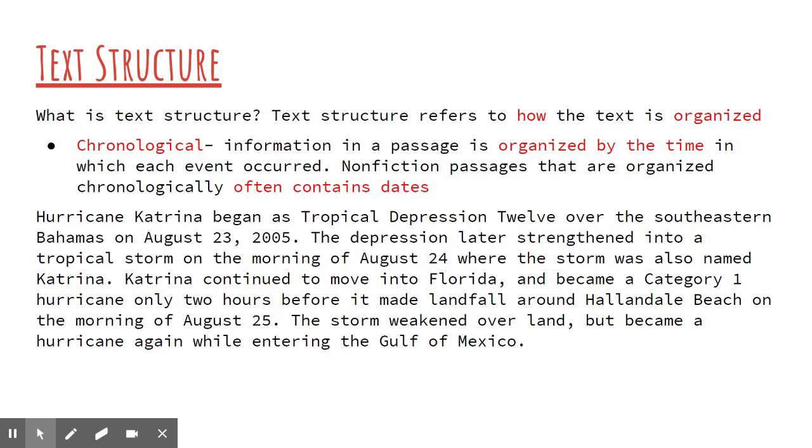So this is talking about Hurricane Katrina and how it moved from a tropical depression up to a Category 1 hurricane. And it has those dates in there. It's telling you basically this took 2 days to go from a tropical depression 12 to a Category 1. And you guys were really young when Hurricane Katrina happened, but it was really devastating.